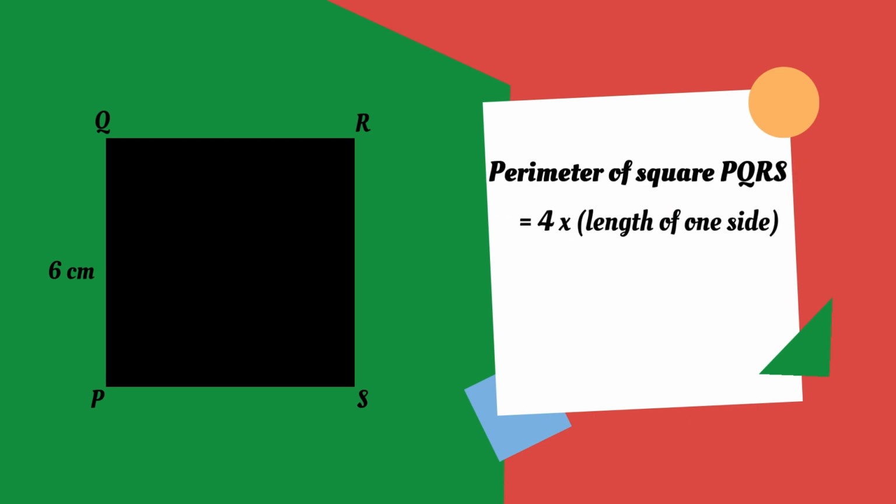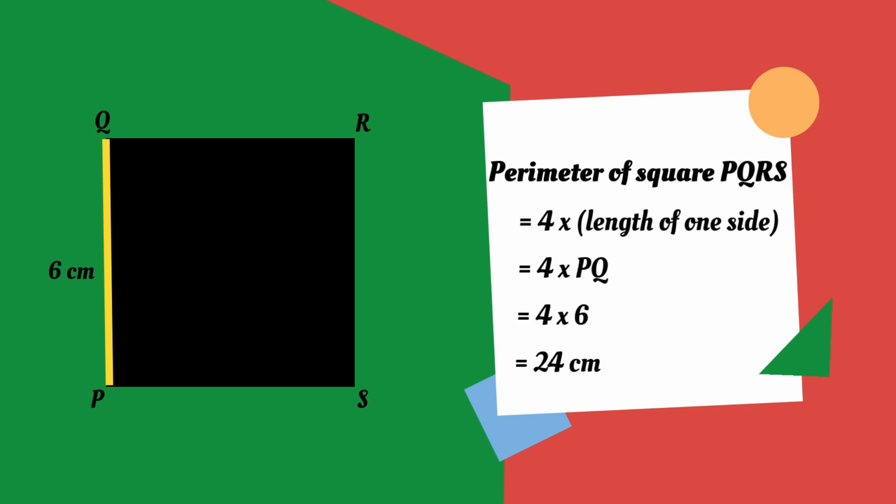Now, let us determine the perimeter of a square with a side length of 6 cm. The formula for the perimeter of a square is 4 times the length of one of its sides. Considering the side length as 6 cm, we get the perimeter as 24 cm.